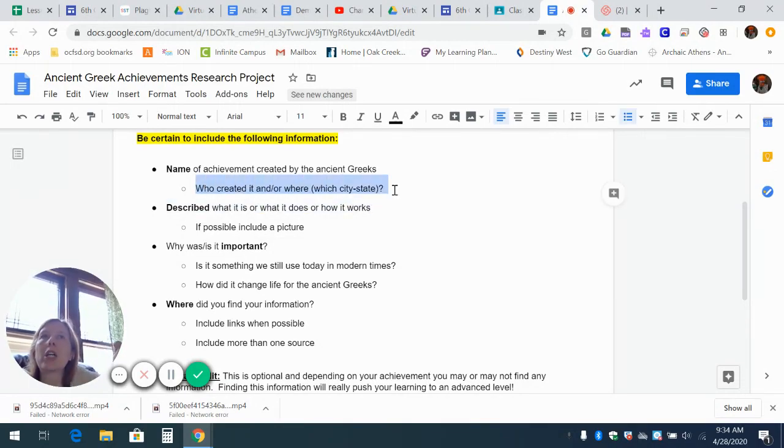So if you're talking about science or math, let's use Euclid, and you want to talk about the development of algebra. Okay, well, then who created it would be Euclid. So then you have to do some research and go, okay, where in Greece did Euclid live? What city state? Was he from Athens? Was he from Corinth? Was he from Thebes? Was he from Delphi? What city state was he from? When did he live? When was he alive?